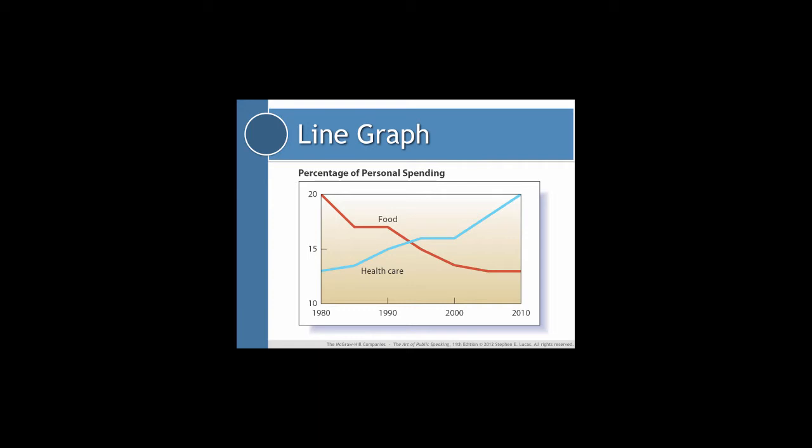So the interesting thing about that, and probably why this person is using it, is they're showing that there has been a complete reversal of the percentage of money spent on healthcare and food over that 30-year period. And you could say that, but helping the audience to understand it by giving them a visual representation of it is much more effective than just saying it. That's a good example of using a line graph in a speech.